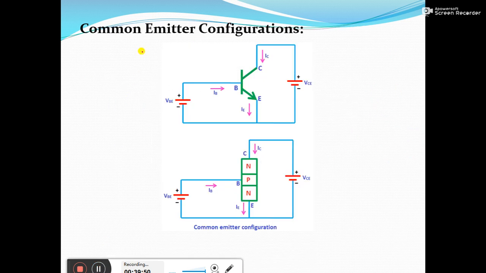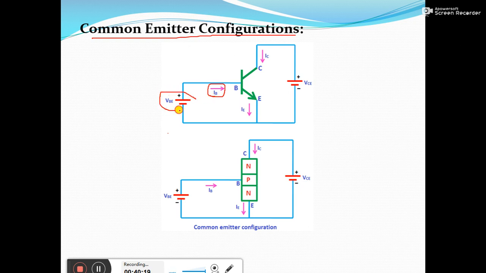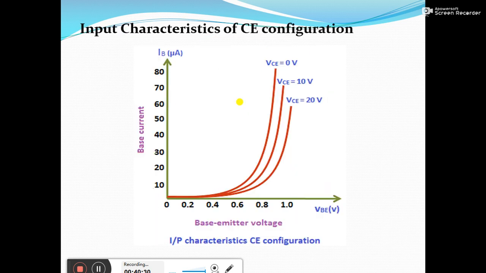The next configuration is the common emitter configuration. Here the emitter terminal is made common between the input and output. You can see here the emitter terminal is made common between input and output. Here again we have to note down the different current and voltage values. IB is nothing but the input current here, VB is the input voltage, IC is referred to as the output current, and VC is referred to as the output voltage. The emitter terminal is made common here.